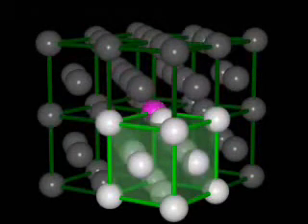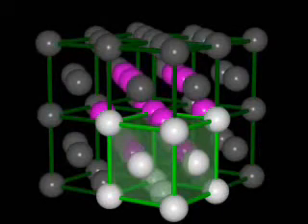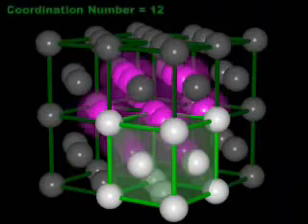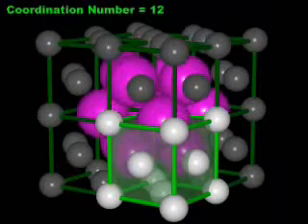Now let us consider the coordination number of a vertex atom. Each vertex atom touches 4 face atoms within the same plane, 4 face atoms below and 4 face atoms above, again giving a coordination number of 12.